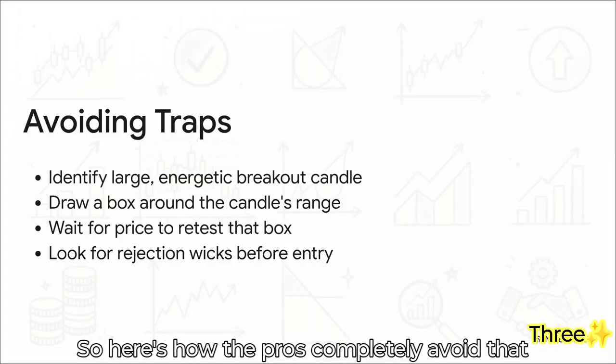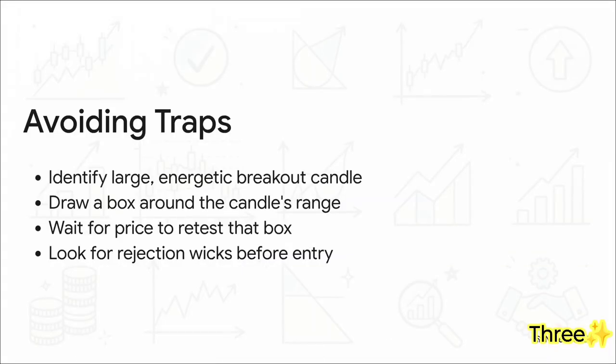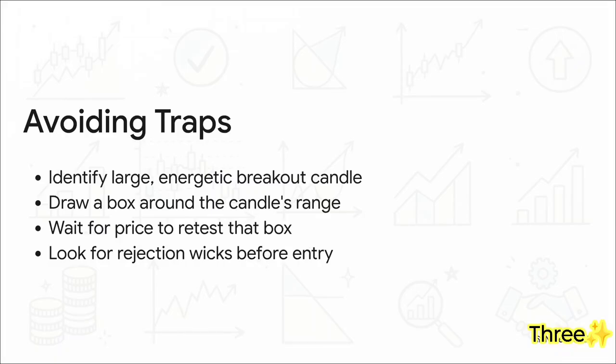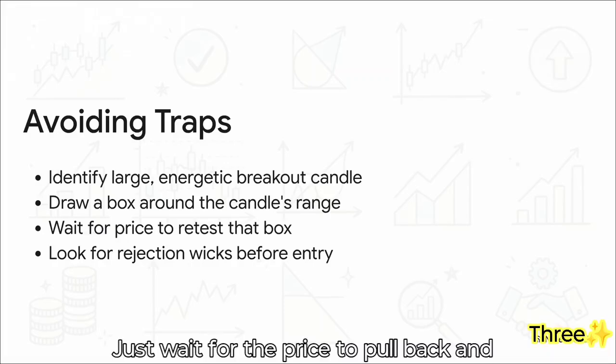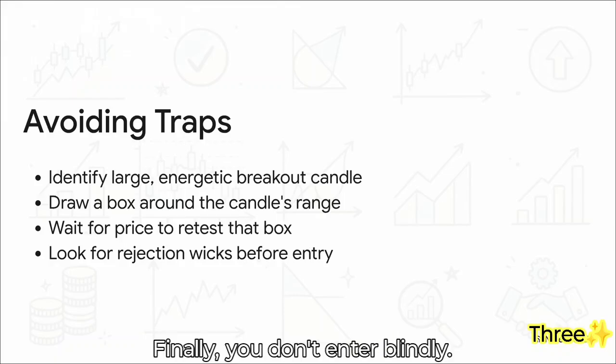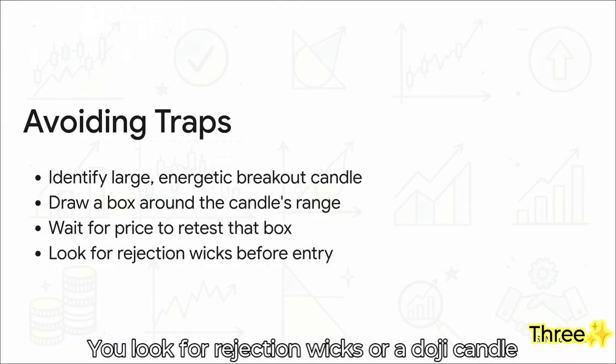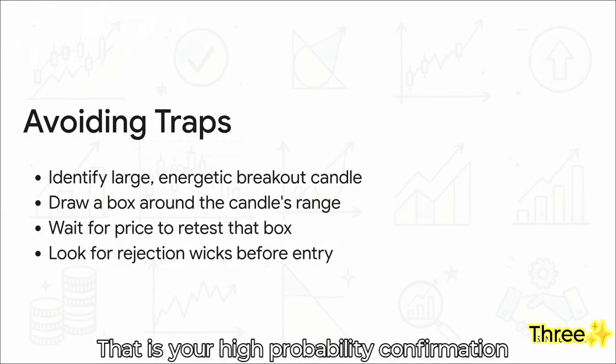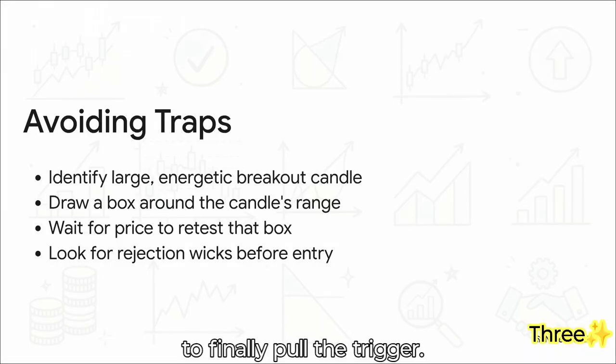So here's how the pros completely avoid that trap. First, when a line is broken, you look for a large energetic breakout candle. Once you spot it, take your rectangle tool and draw a box around that specific candle's entire range. Then, you wait. Just wait for the price to pull back and retest that box. Finally, you don't enter blindly. You look for rejection wicks or a doji candle bouncing off that box. That is your high probability confirmation to finally pull the trigger.